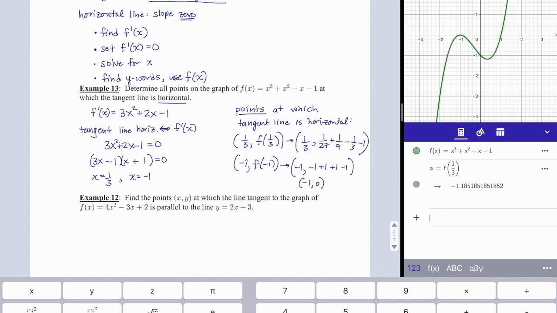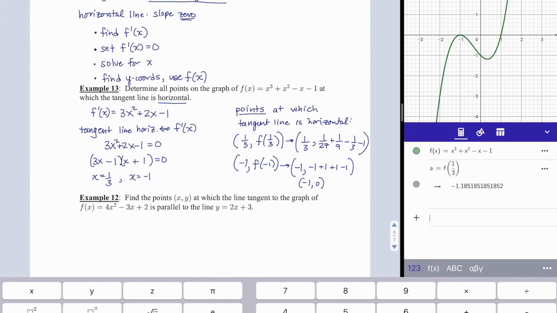So let's see if it'll give it to us as a fraction. It won't, but roughly -1.185. So it's certainly going to be a fraction with a denominator of 27 probably, but it looks like our work makes sense, right? We have this point at x equals -1 where we have a horizontal tangent line where the graph hits a high point, and we have a horizontal tangent line again when x is a third, when that function hits a low point.